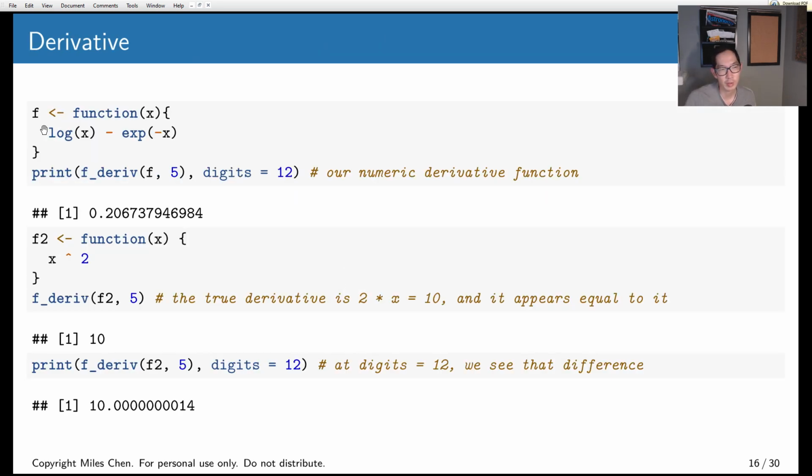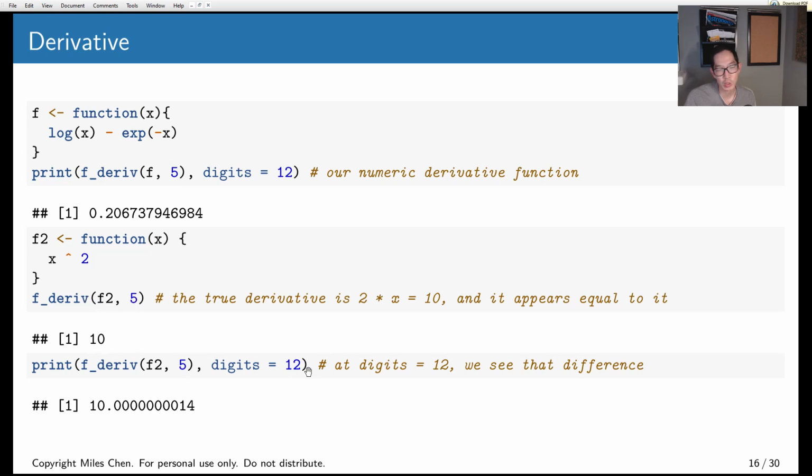So here I'll write my function as log of x minus e to the negative x, and I can plug in, what is the derivative of f at location 5, and we get this. Here's another option. Okay, so here my function is going to be x squared. And what is the derivative of x squared at 5? The derivative of x squared at 5 is going to be 10, and I can say, okay, give me my approximate derivative, and it says it's 10.